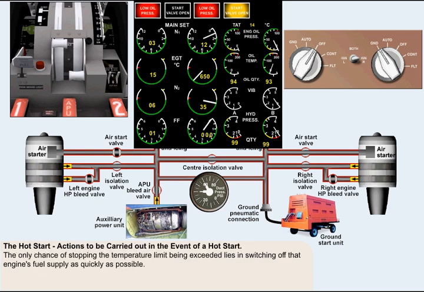In many cases, the only chance of stopping the temperature limit being exceeded lies in having the ability to switch off that engine's fuel supply as quickly as possible. Waiting for instructions or discussing the indications will almost certainly cost you or your company the price of a new engine. Hence the advice to keep your hand on the fuel supply control. If the EGT exceeds the limit by only 1 degree, the engine is to be considered unserviceable.